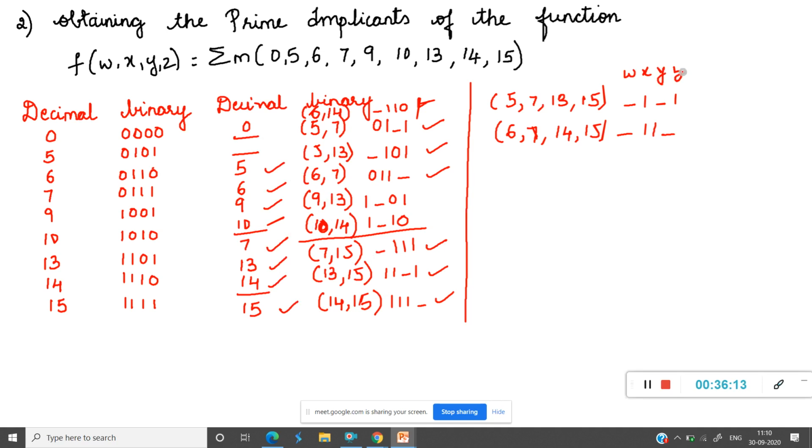So what are the prime implicants now here? W, X, Y, Z. So this is X, Z. This is X, Y. Okay. This is W, X, Y, Z bar. Next this one W, Y bar, Z. And this 0 is W bar, X bar, Y bar, Z bar. Okay, so what are the prime implicants now, students? Prime implicants.